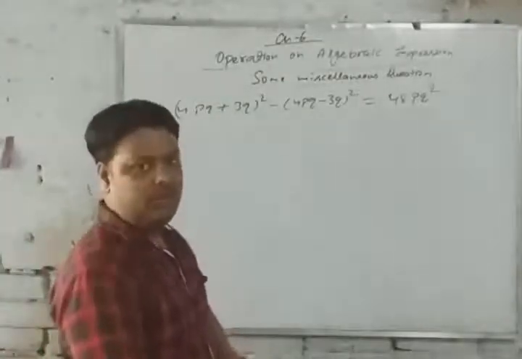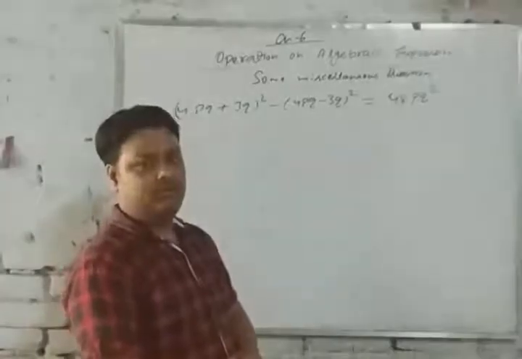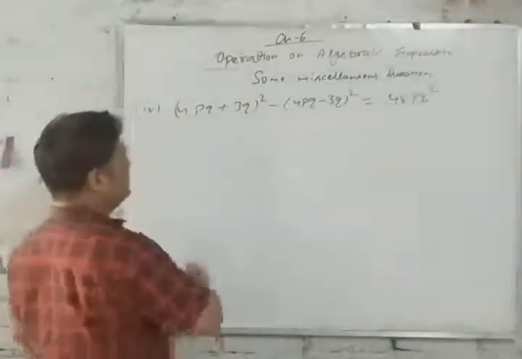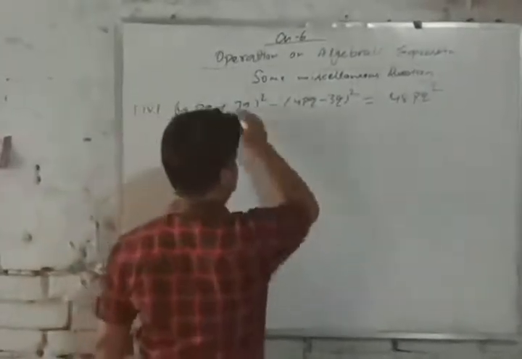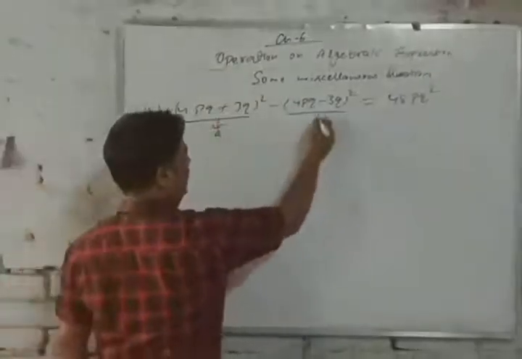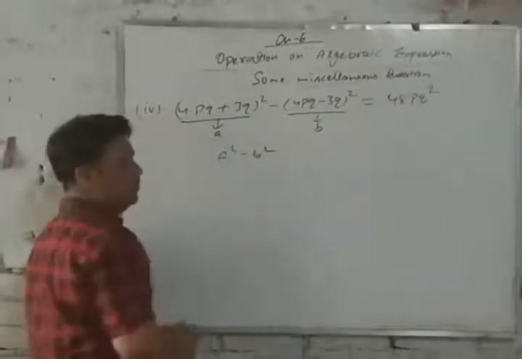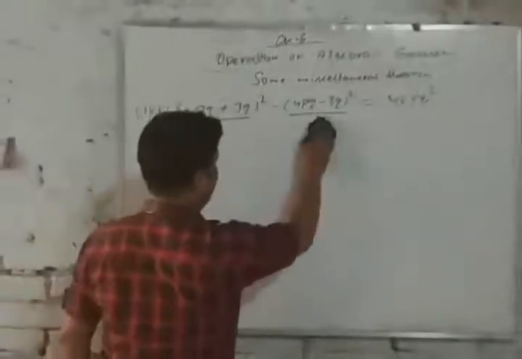We have solved it separately before, but now we will solve it by using an identity. Here you can see the two expressions are not matching, so we can say here A and here B. Now it is in the form of A square minus B square, so we will apply this formula.